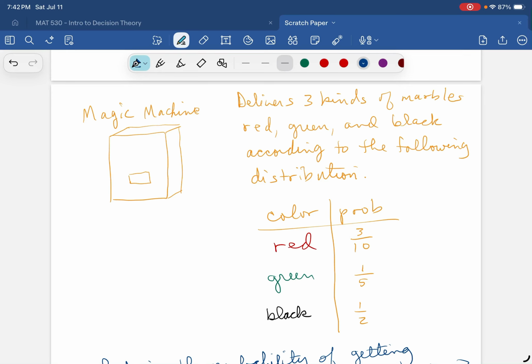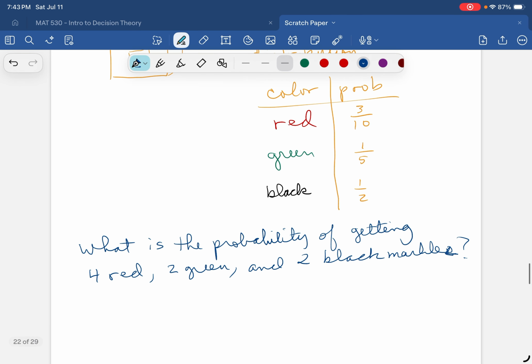I thought I would make this video to not only calculate multinomial probabilities, but to hopefully shed some light on why the PMF is what it is. So let's suppose that we have this magic machine and it spits out marbles according to the probability distribution that we see here. So we're going to get this machine to give us 8 marbles. And then out of those 8 marbles, what is the probability that we get 4 red, 2 green, and 2 black marbles?